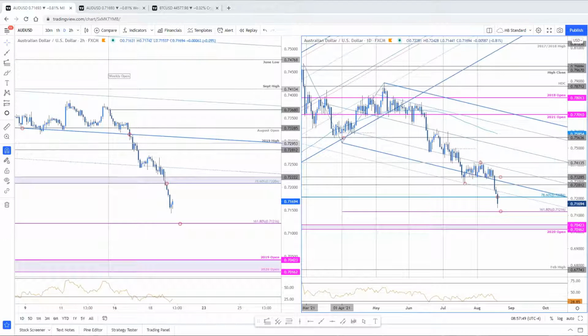So that is Aussie. Any questions on Aussie dollar? Defense the 23%. Well, now we can see 38.2. Jay, I don't get your question.